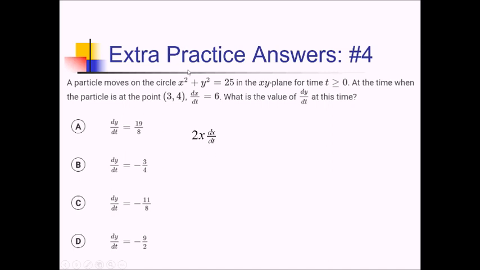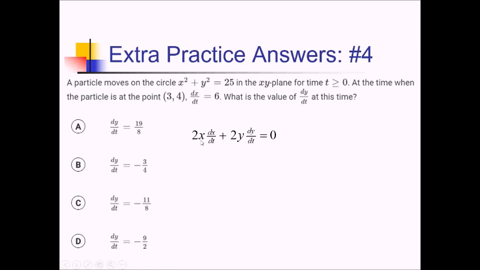So everything in here, x and y, they are both functions of time in this setup. And then for y squared, that's going to be 2y times dy/dt. And that's all going to equal the derivative of 25, which is just 0. So again, I'm solving for dy/dt at some point. So that means I have to plug things in for these other three unknowns.